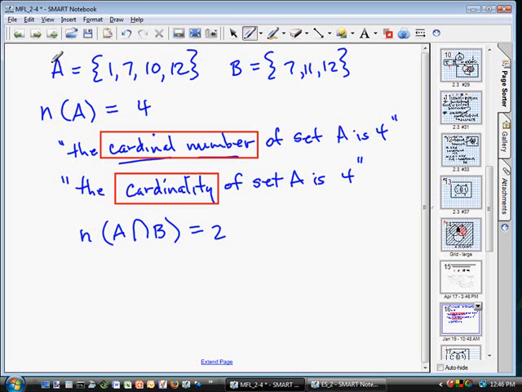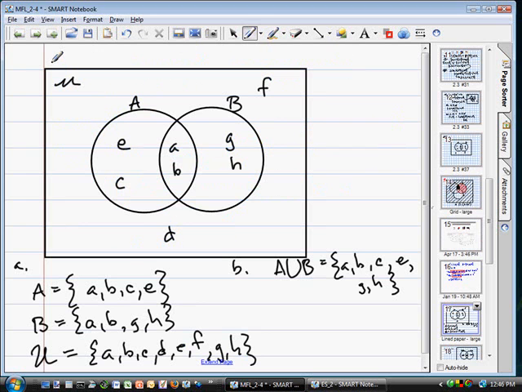So let me ask you if this makes sense. What this one down here says is the cardinal number of A intersect B is 2. Well, before we can answer that, what is A intersect B in my example? The set with 7 and 12 in it. And now does this make sense? The cardinal number of that intersection is 2, because in the intersection there are 2 elements. Make sense? Okay. With that in mind, we can do some pretty cool problems.